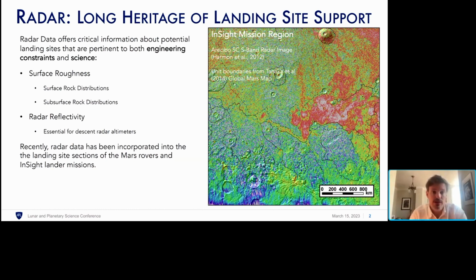And as all these missions landed correctly, you can say thanks, radar. It's a very useful data set and should absolutely be used for Artemis. And so next slide, please.